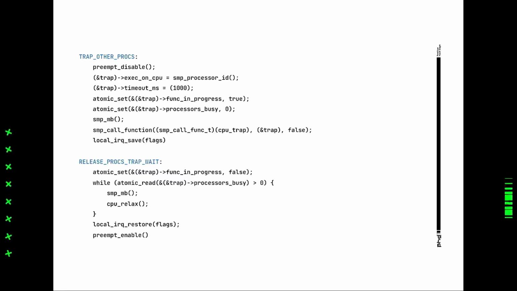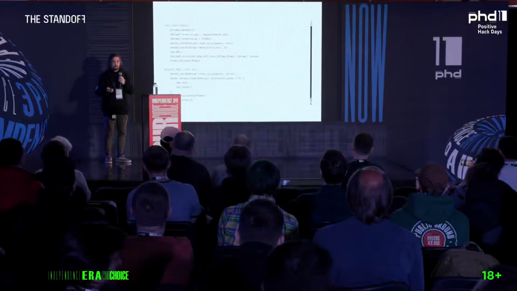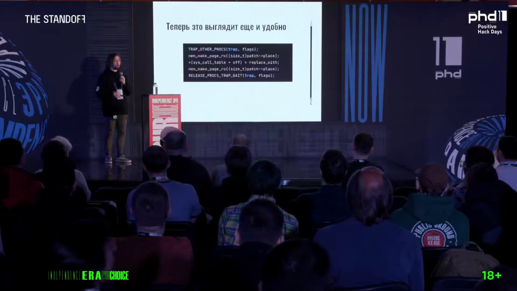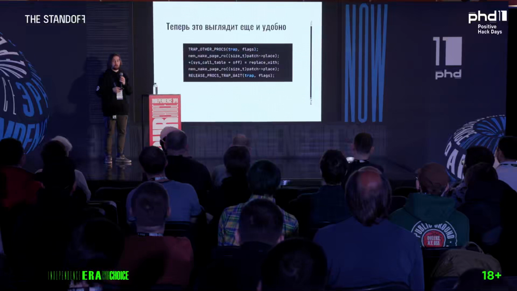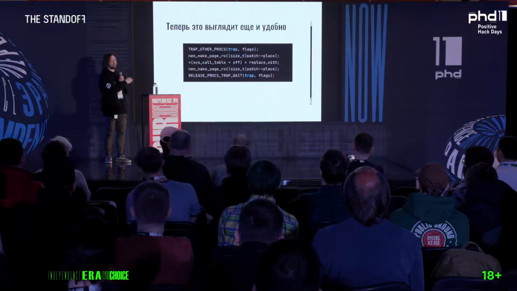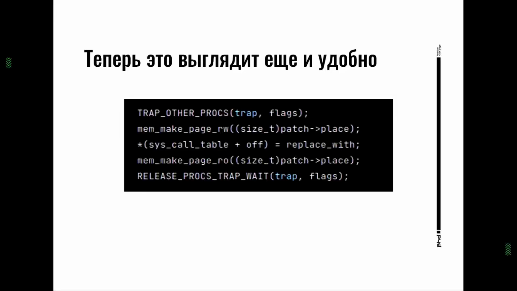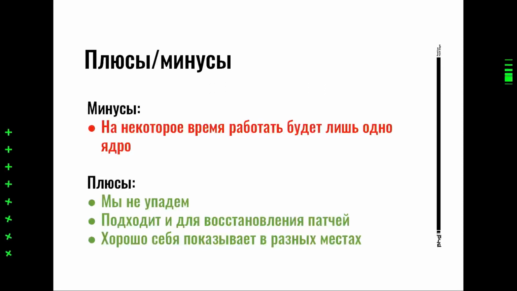So we'll wait for all the processes to get out of the routine. Then we call cpu_relax so that we don't overload the processor. So we have a brief code to patch any syscall, and it looks like that. So, the pros and cons. Here they are.